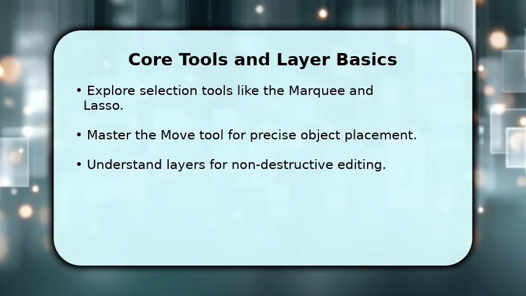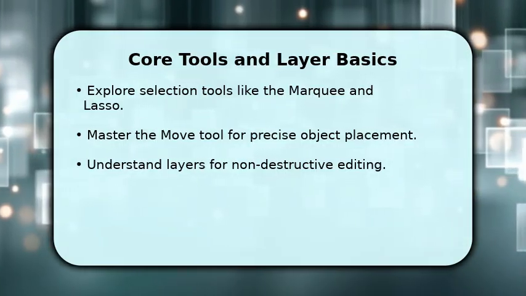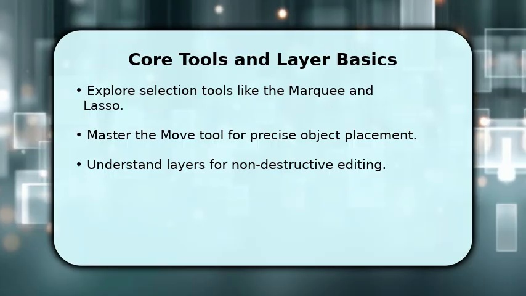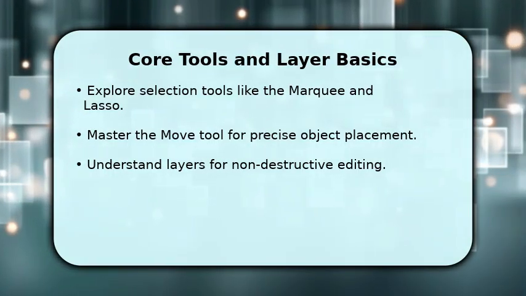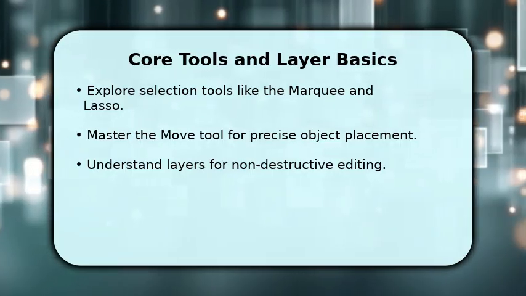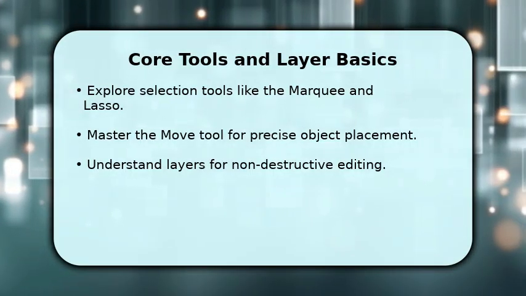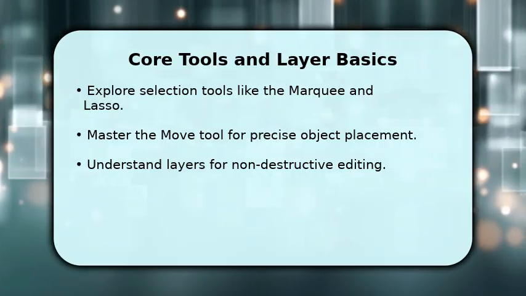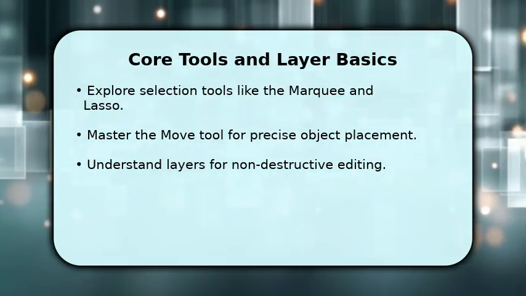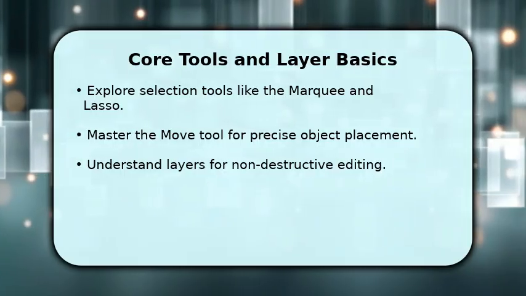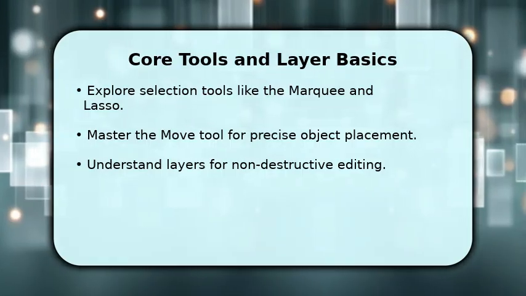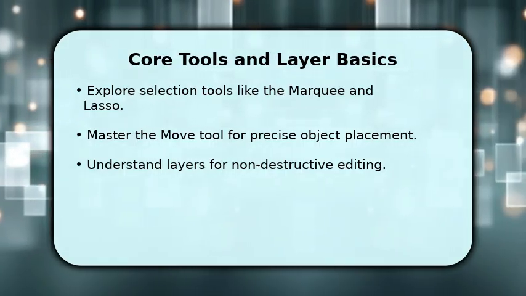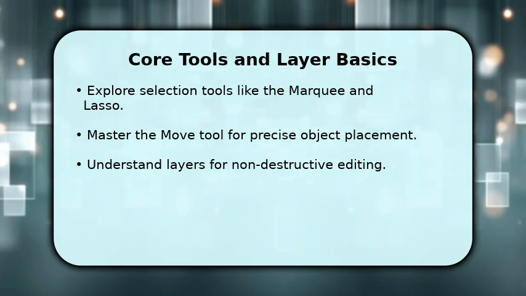Next, let's dive into some of Photoshop's core tools. We'll explore various selection tools, such as the rectangular marquee and the lasso, to isolate specific areas of your image. The Move tool is essential for repositioning elements with precision. A cornerstone of Photoshop is understanding layers, which allow for non-destructive editing, meaning you can make changes without altering the original pixels. You'll learn to create new layers, duplicate existing ones, and group them for better organization, keeping your project tidy.